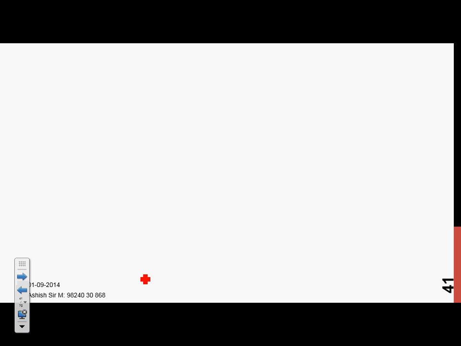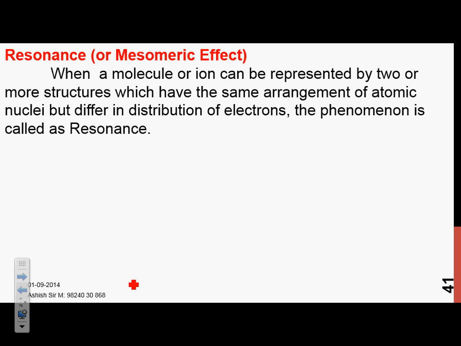So the definition is like this. Resonance or mesomeric effect: when a molecule or ion can be represented by 2 or more structures which have the same arrangement of atomic nuclei.